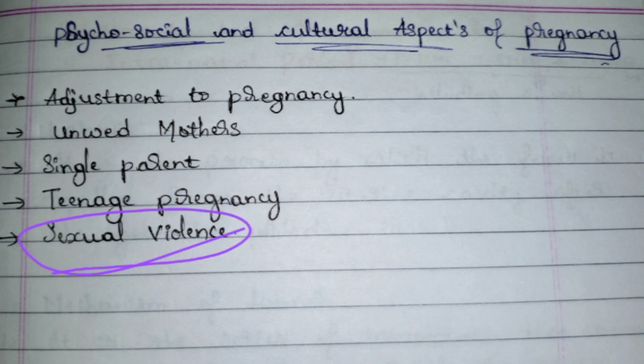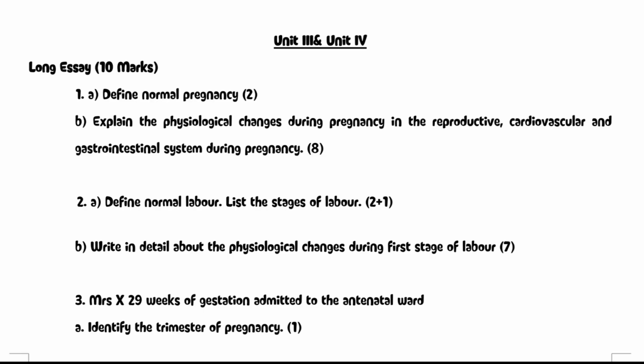sexual violence. If the woman gets raped or sexually assaulted, she doesn't feel like living anymore, she wants to die. The first thing she thinks is how she is going to face society. So these are the psychological, social and cultural aspects of pregnancy.